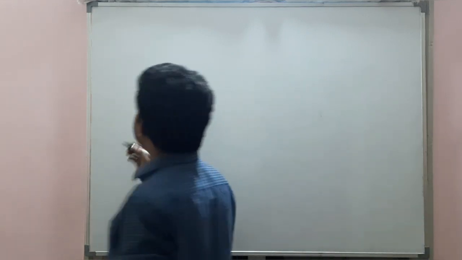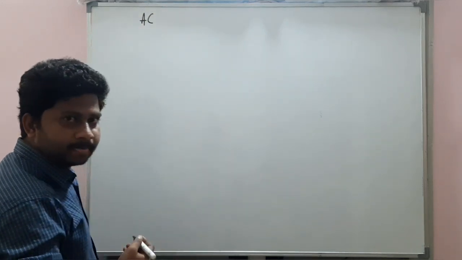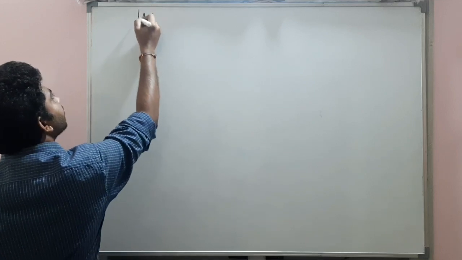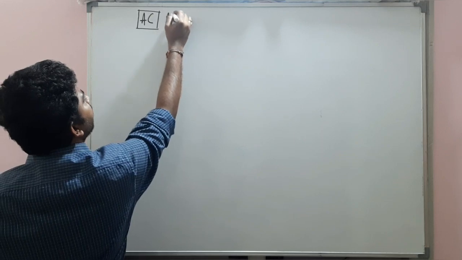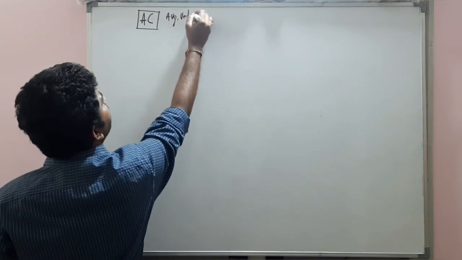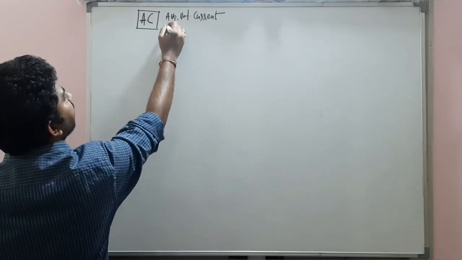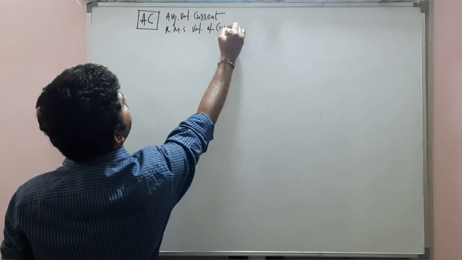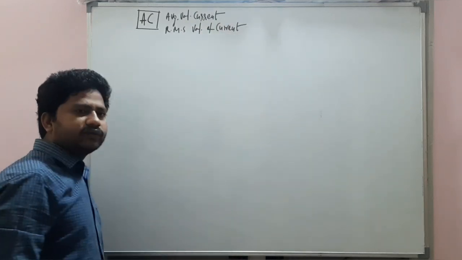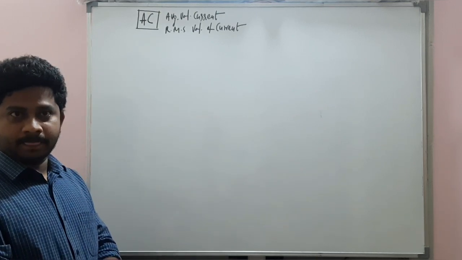Let's continue the chapter called Alternating Current, right? So what was the chapter? Alternating current. In this alternating current, we had finished the average value of current and RMS value of current, my dear children. Average value of current we have done and RMS value of current also we had finished.